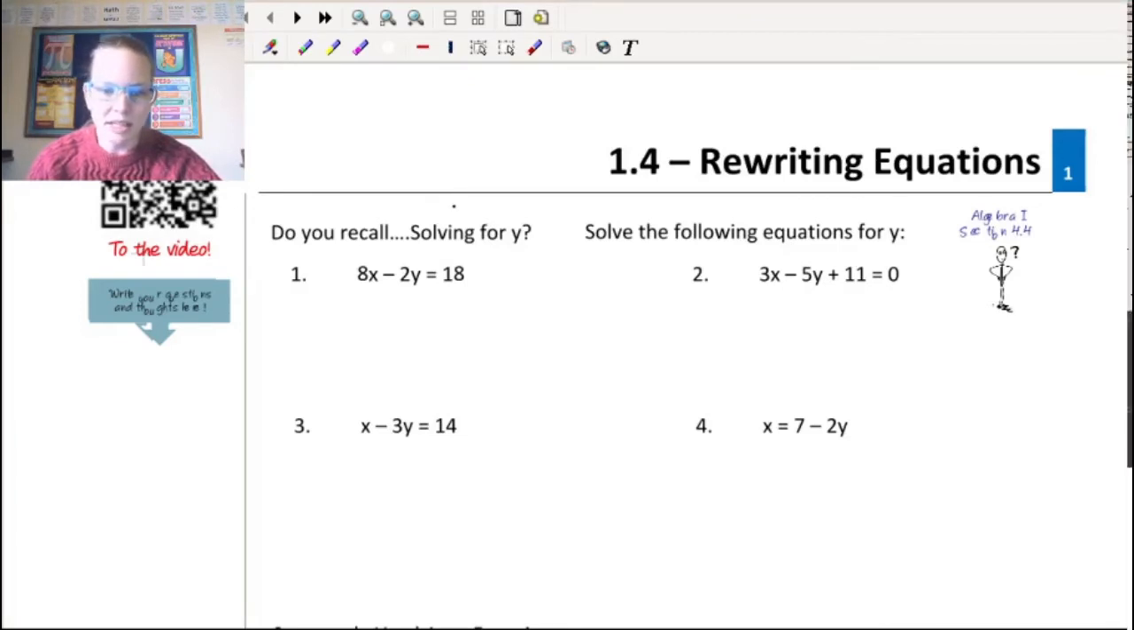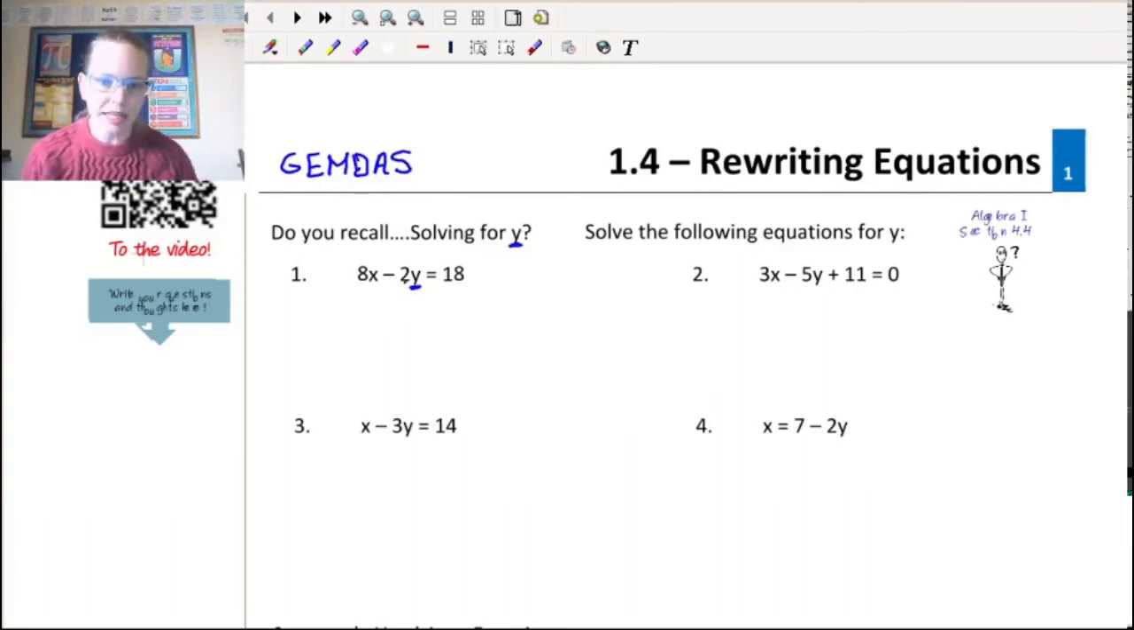The big idea here is that we are reversing the order of operations. So we have our order of operations: grouping symbols, exponents, multiplication and division, addition and subtraction. So when we're solving for a certain variable, we're solving for y, it basically means we're trying to get y by itself by going backwards in the order of operations to peel off the layers, get everything away from y.